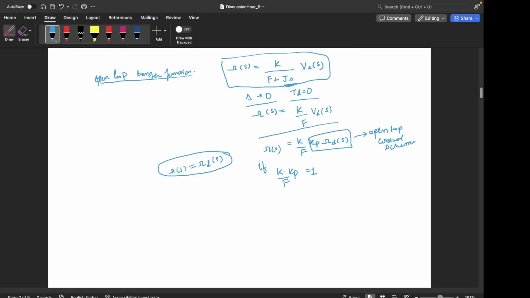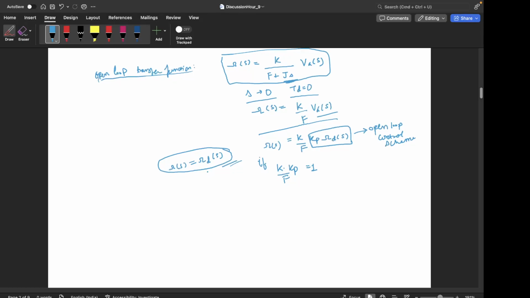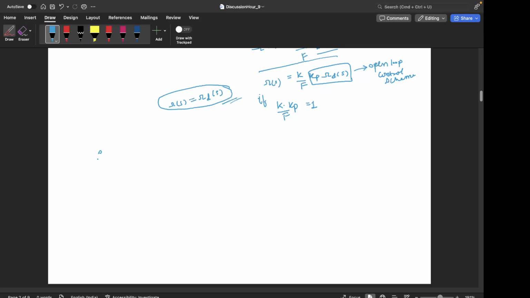So then this is the relation, and this K by F is a constant, and our control scheme is that the applied voltage is a constant KP times the desired angular velocity. If we put KP as F by K, then this multiplication will be 1, and we will be guaranteed that the actual matches the desired, at least in this model. Now let's have a look at the closed loop transfer function.